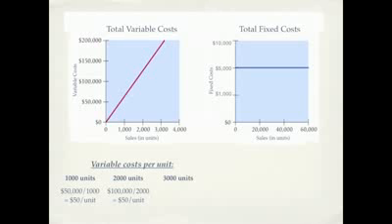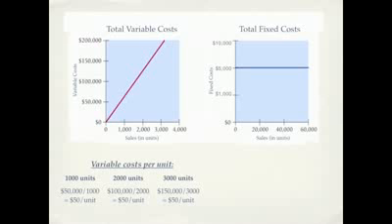What about 3,000 units? What is the variable cost per unit at 3,000 units? It's again $50 per unit. Notice that total variable costs change with activity level, but per unit variable costs stay the same.